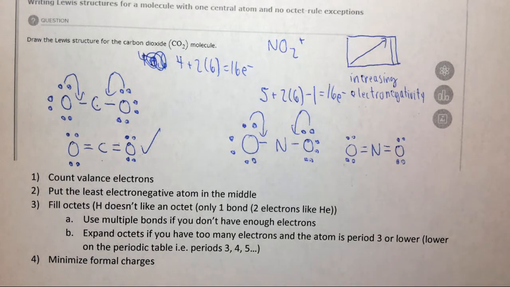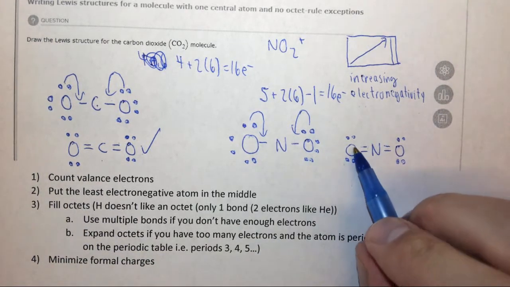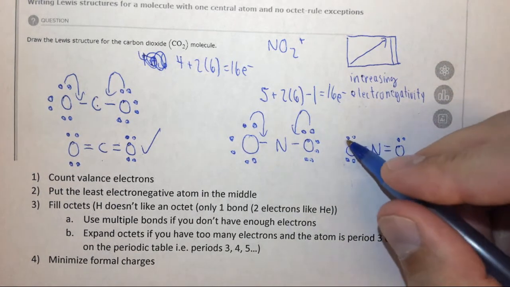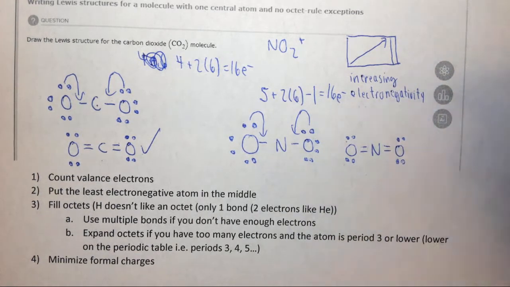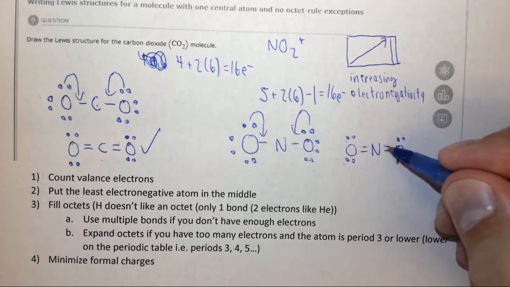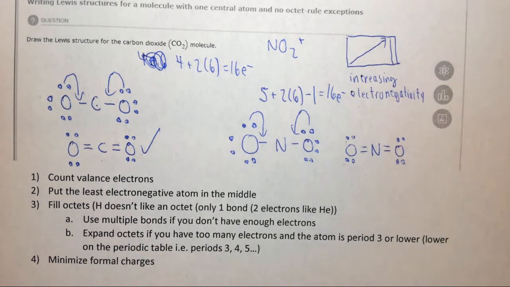Let's calculate the formal charges. So if we look at oxygen, oxygen wants to have 6 electrons around it. Count the dots as 1, count the dashes as 1. 1, 2, 3, 4, 5, 6. This is neutral. This oxygen, of course, is neutral as well because it's the same. 1, 2, 3, 4, 5, 6. So they're both neutral. What about nitrogen?